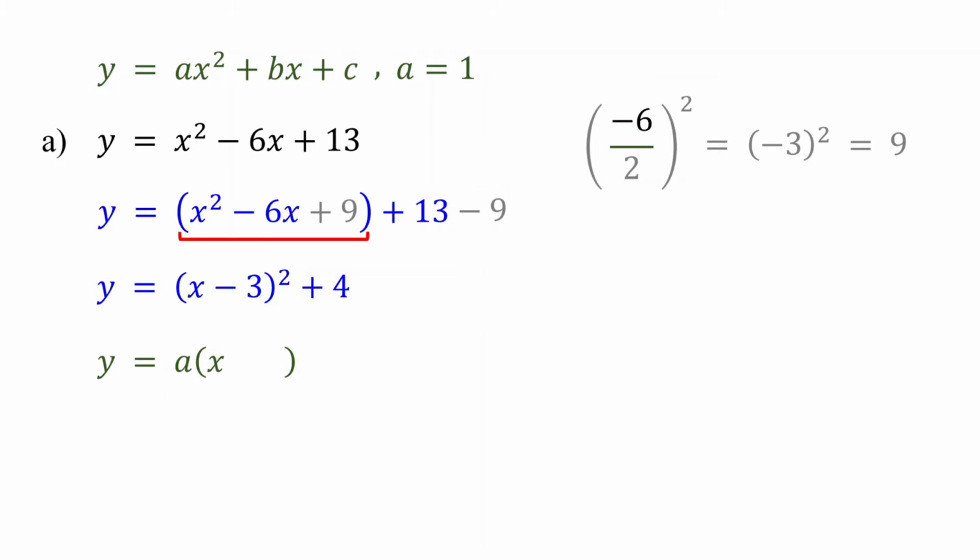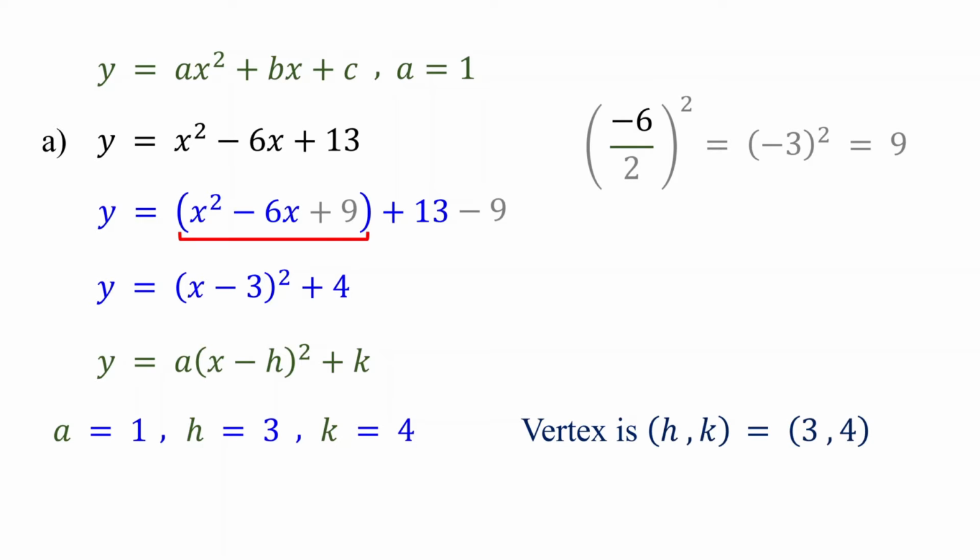This is now in vertex form, where a equals 1. h is the opposite of the number inside the parentheses, and k equals the constant term. From this, we can tell that the vertex is the point (3, 4).